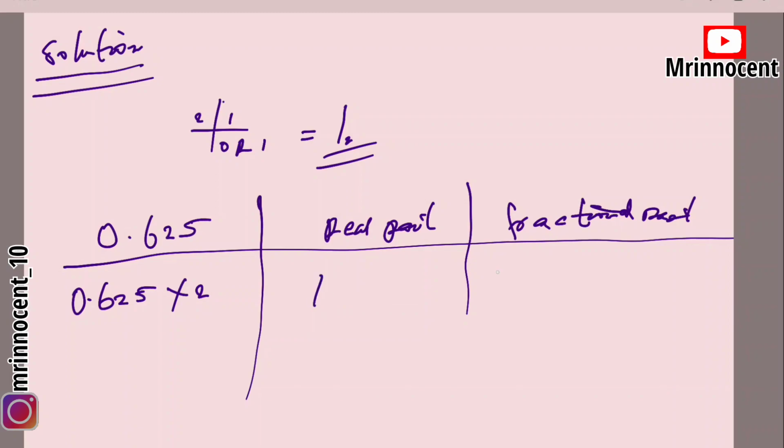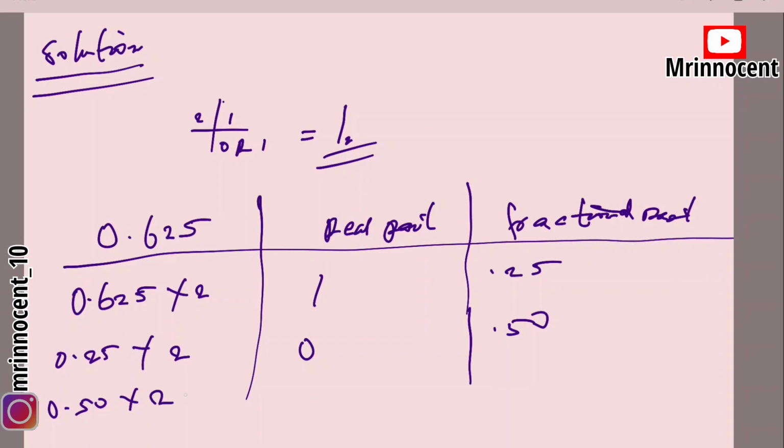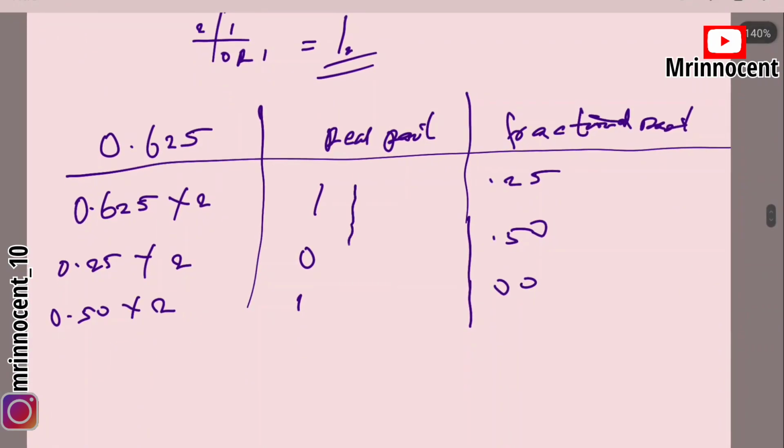The real part is 1, and the fractional part is 0.25. 0.25 multiplied by 2 is 0.50. 0.50 multiplied by 2 is 1.00. You stop. Take it from top to bottom.